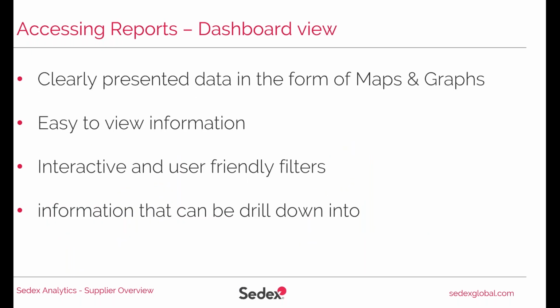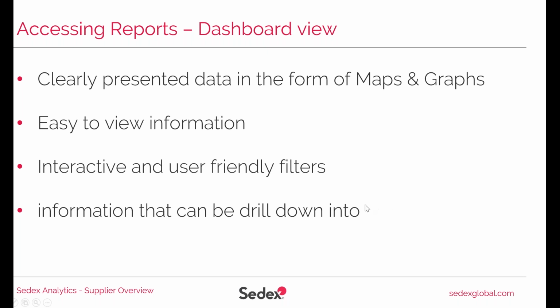So what is a dashboard and what do we mean by dashboard? It shows you clearly presented data in the form of maps and graphs. It's easy to view information as well. This gives you clear key KPIs, or key performance indicators, instantly when you go in there. So it gives you straight answers without you having to filter information, without this static information that you may see in the old reporting tool.